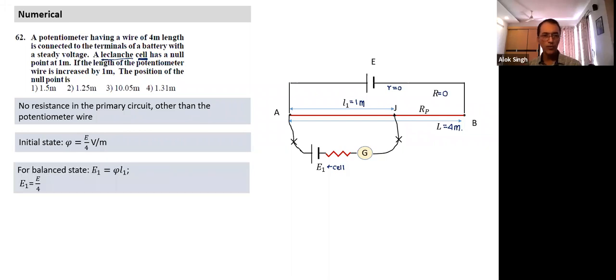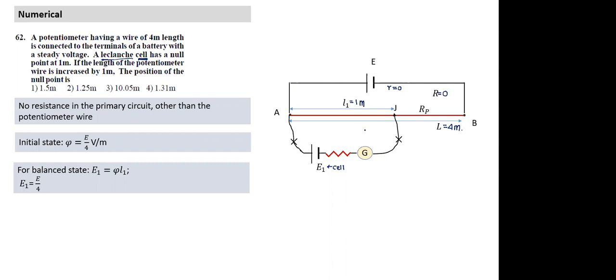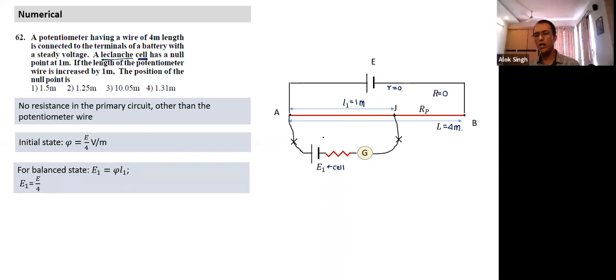So for the balanced state, E1 is equal to phi into L1. So we get E1 is equal to E by 4. What is this E1 equal to? This E1 is 1/4 of the EMF of this in the primary circuit. So we don't need to assume that r and R is 0, right? r and capital R actually need to be assumed to be 0.